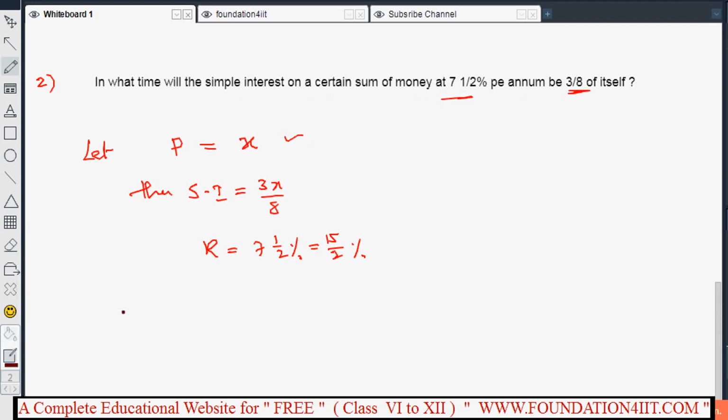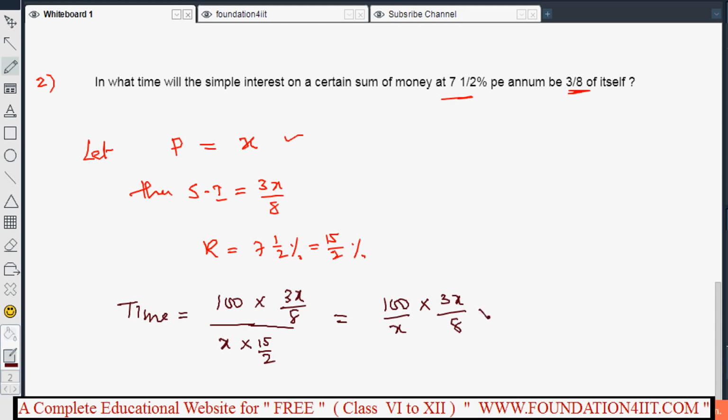Now according to the problem, time is equal to, as per formula, 100 into simple interest by P into R. So 100 into simple interest, which is 3x by 8, by P into R. P is x, R is 15 by 2. We need to simplify this by doing cancellations. Reciprocal: 100 into 3x by 8, by x, and 15 by 2 becomes 2 by 15. Just cancel.